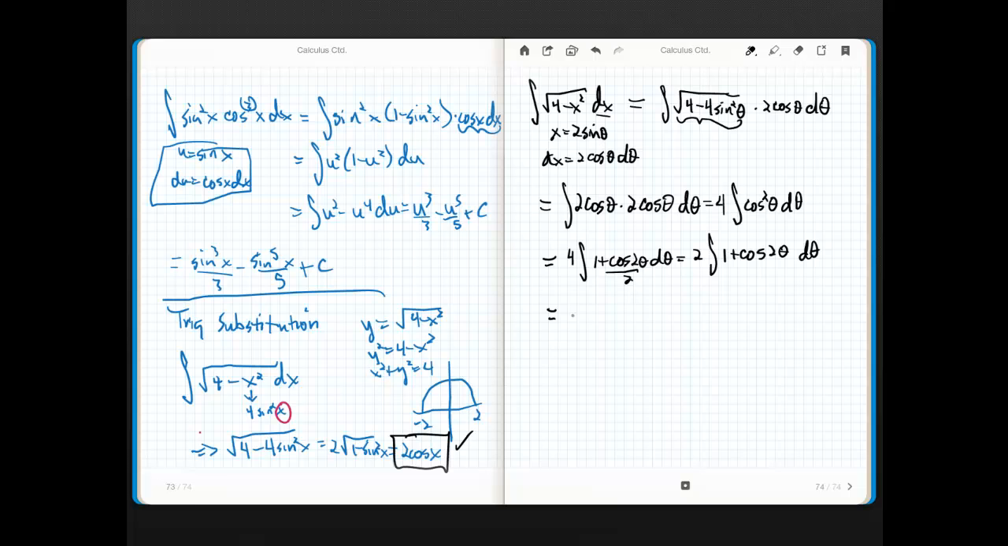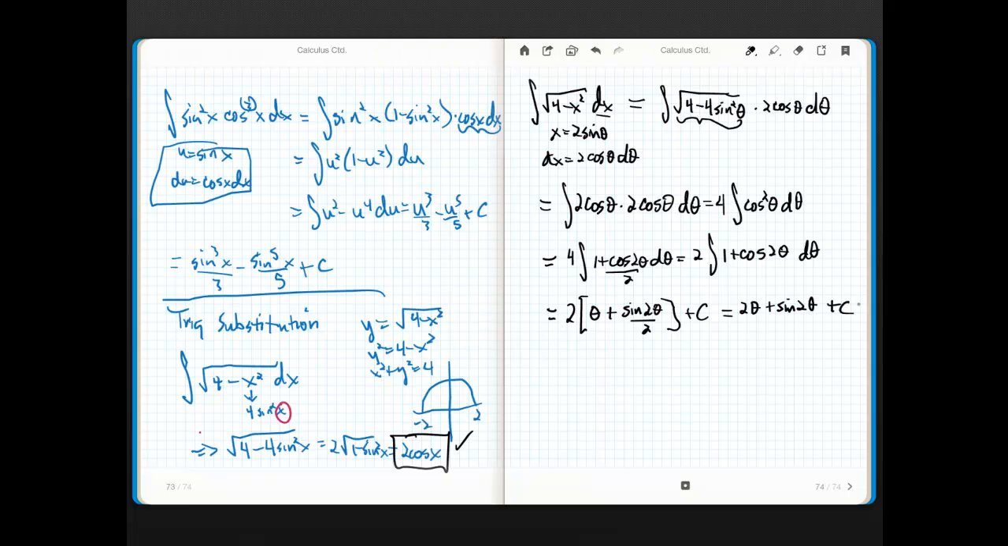Now watch. This becomes 2 times, you ready? Theta plus sine. Let's see, the antiderivative of cosine is sine, right? So the antiderivative of cos 2 theta is sine 2 theta halves, right? Nothing to it. And then, of course, plus c. So this guy ends up, if I distribute through, becomes 2 theta plus sine of 2 theta plus c.